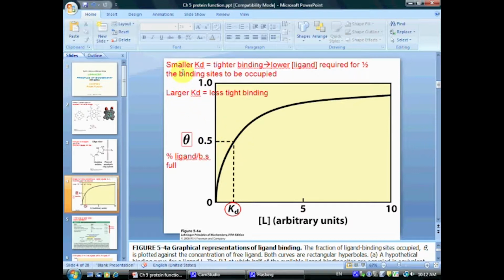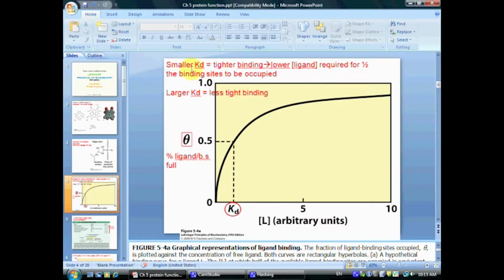Probably the more important way to define it is written down up here, and if you have a smaller KD, that means you're going to have tighter binding or tighter affinity. Whereas if you have a larger KD, if you have a higher number, you're going to have less tight binding. You're going to have less affinity for your ligand.